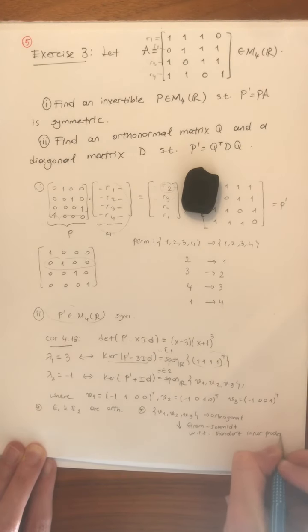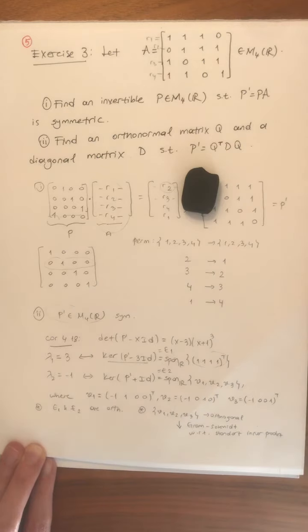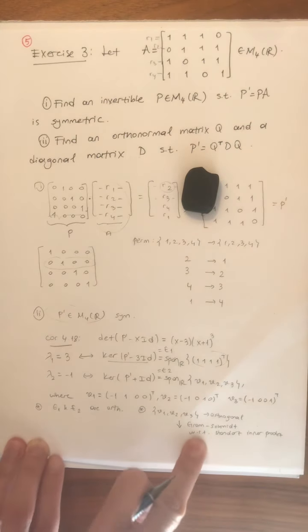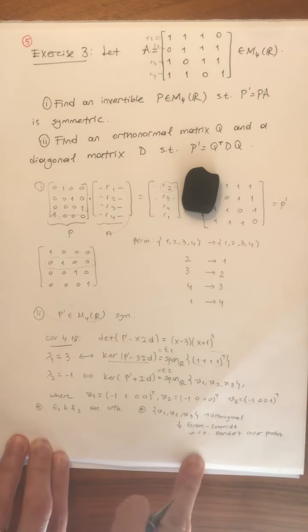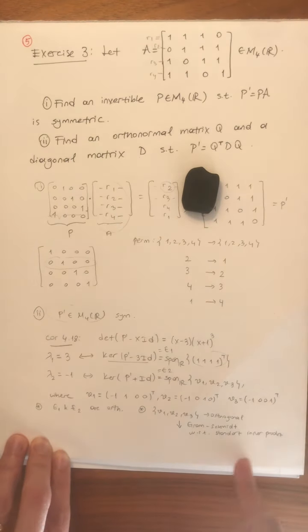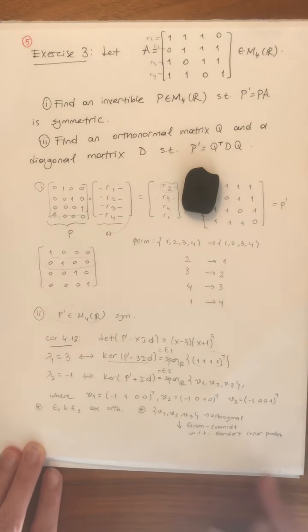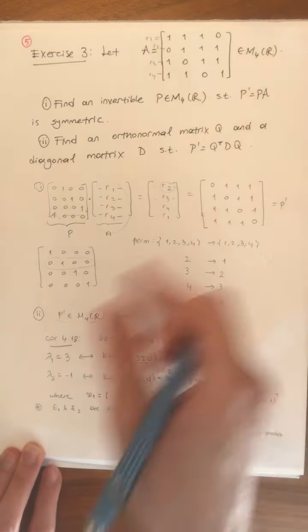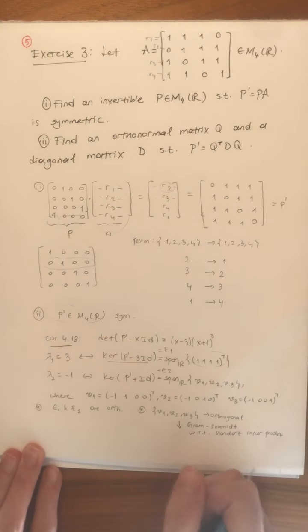Here I want to mention something. In your solutions in general, when you perform Gram-Schmidt, you always consider the standard inner product. This is not true. Please be careful how the bilinear form is given in the question. But in this case, it's already given. We consider the standard inner product.